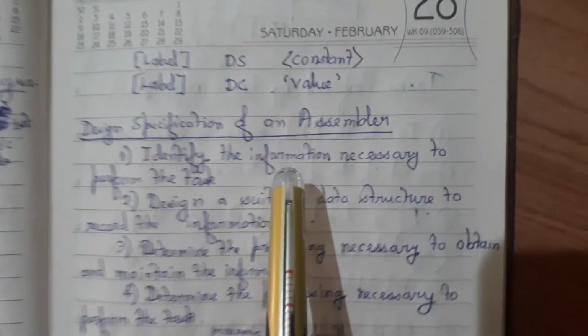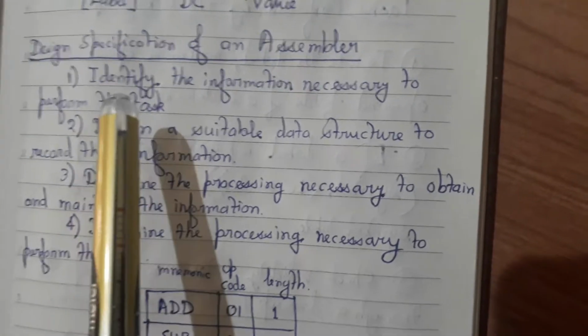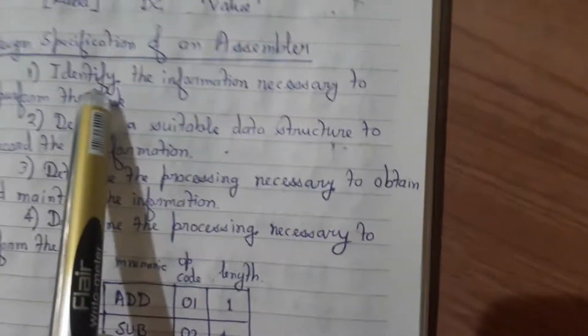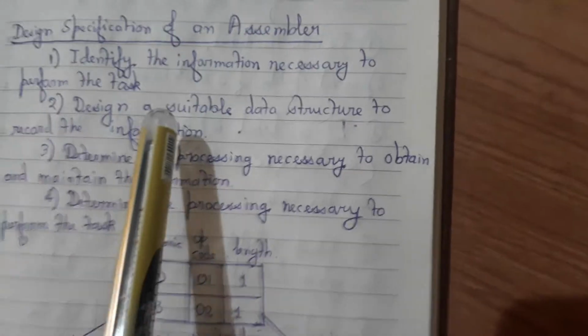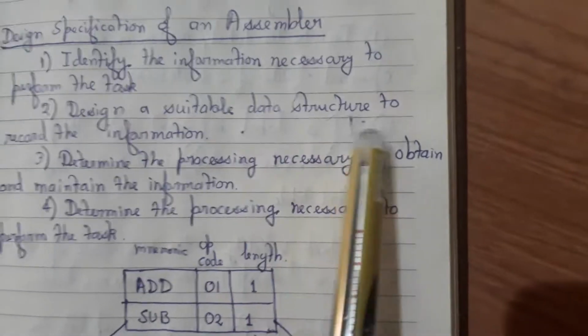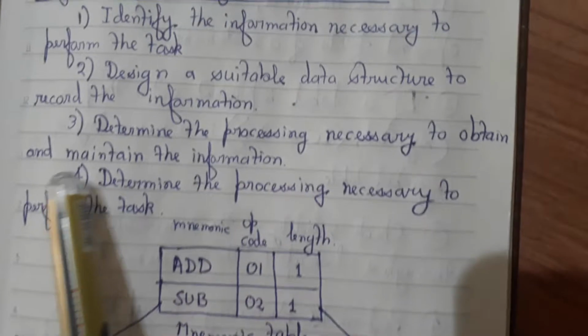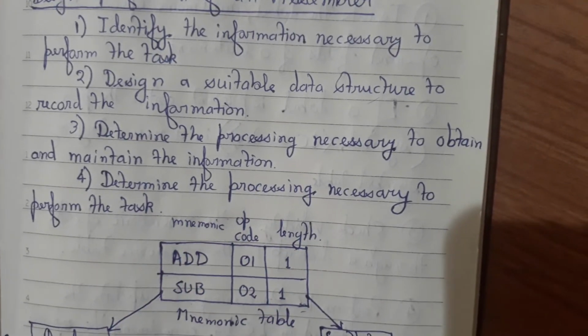So let us now move to the design specification of an assembler. The first step is to identify the information necessary to perform the task. Number 2, design a suitable data structure to record the information. Number 3, determine the processing necessary to obtain and maintain the information, and determine the processing necessary to perform the task. So what are these things?